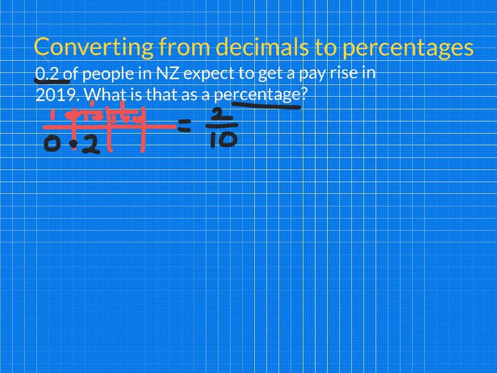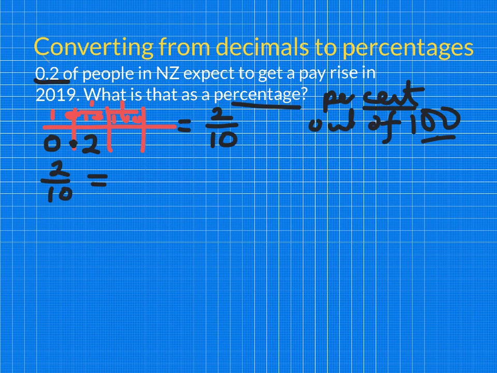Now a percentage, per cent, means out of 100, because there are 100 years in a century, there are 100 legs on a centipede, there are 100 cents in a dollar. So cent just means 100. So we now need to write 2 tenths as an equivalent fraction, as something out of 100.